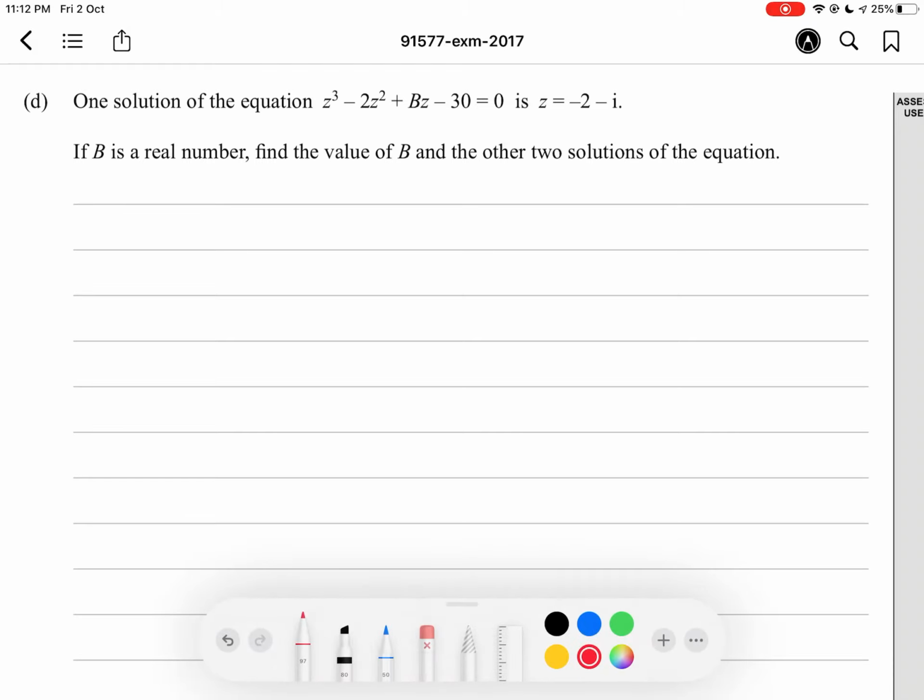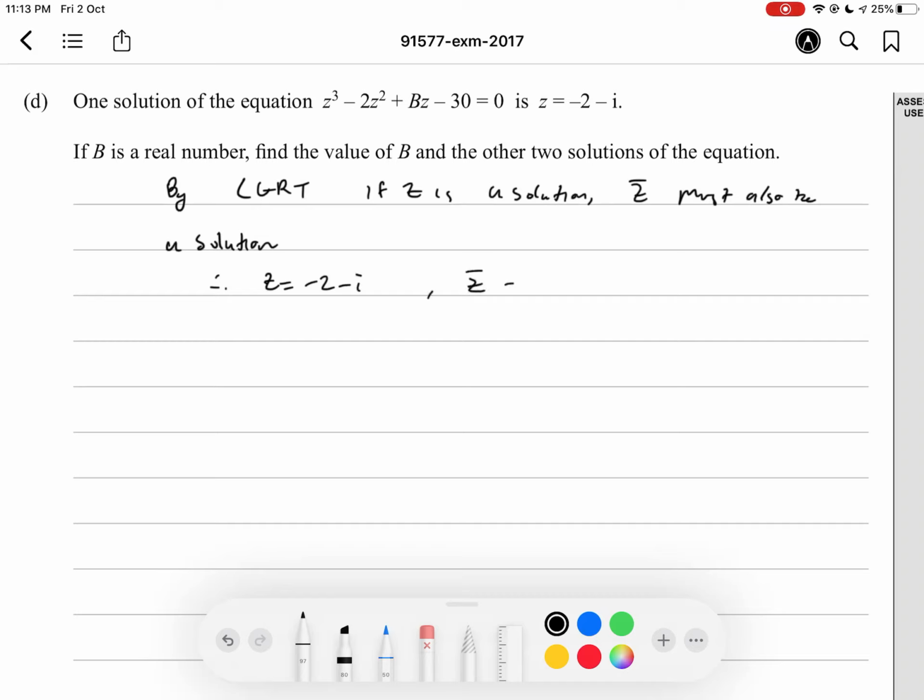By the conjugate root theorem, if negative 2 minus i is a solution, then the conjugate of that must also be a solution. So by the conjugate root theorem, if z is a solution, the conjugate of z must also be a solution. Therefore, one solution is z equals negative 2 minus i, which means another solution must be negative 2 plus i. Those are our two imaginary solutions, and there's going to be one more solution, which is a real solution.